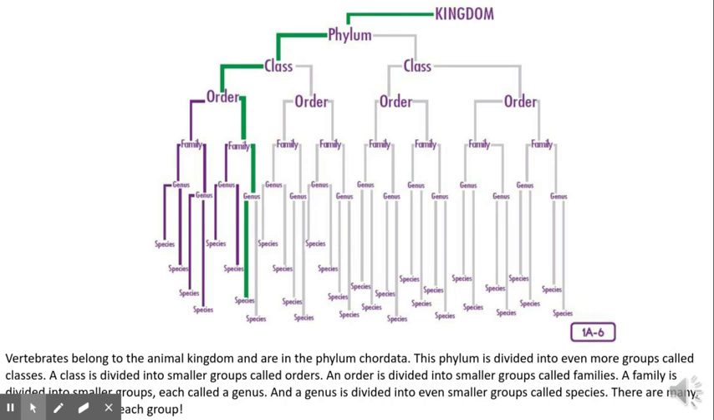Vertebrates belong to the animal kingdom and are in the phylum Chordata. This phylum is divided into even more groups called classes. A class is divided into smaller groups called orders, and an order is divided into even smaller groups called families. A family is divided into even smaller groups called a genus, and a genus is divided into even smaller groups called species. There are many, many species within each group. Ooh, that's a lot of groups.